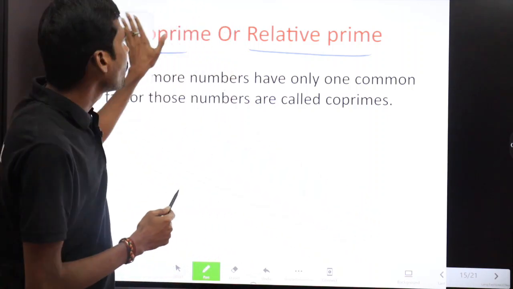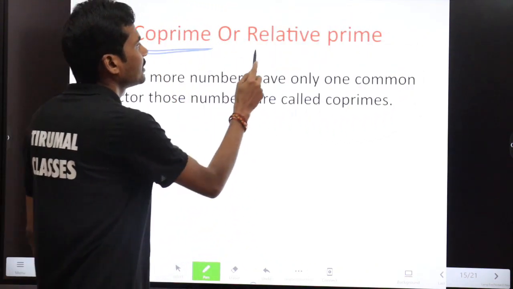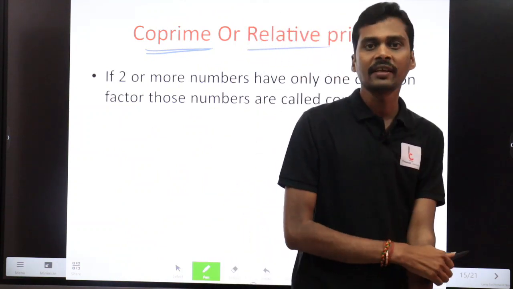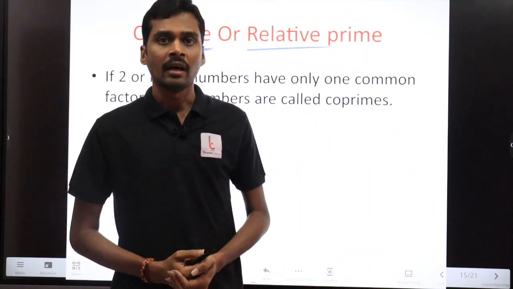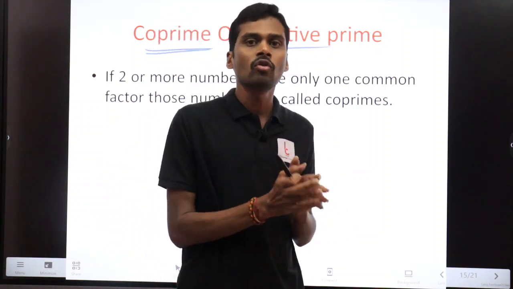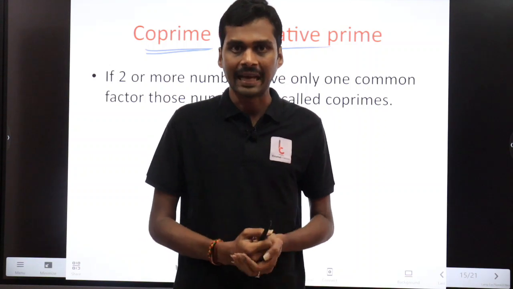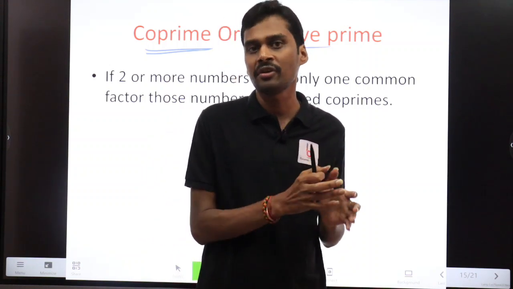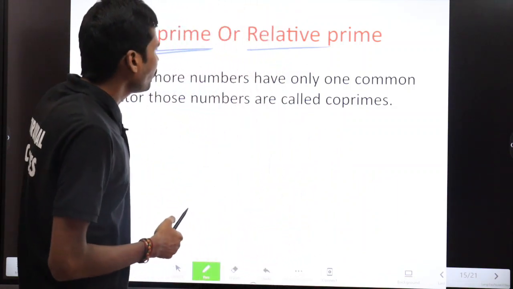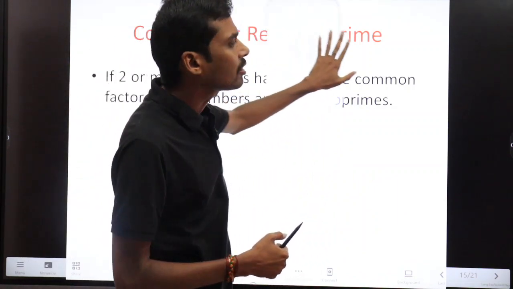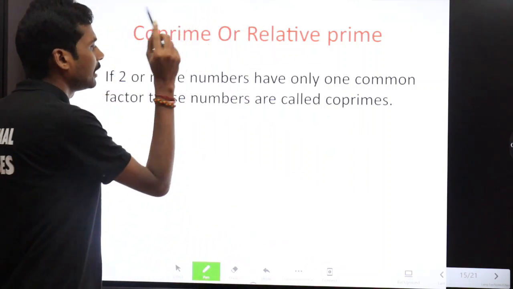Now we'll see what is co-prime or relative prime. Both the terms have the same meaning. When I say co-prime or relative prime, both are same. And this is a very important concept. We have a separate topic on co-prime and relative prime that we will learn in the coming classes. As of now, we just see the definition of co-prime or relative prime. If two or more numbers have only one common factor, those numbers are called co-primes or relative primes.